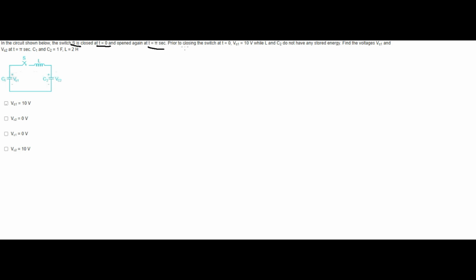And prior to closing, that means before t equals 0, it is open, is that right? That means for 0 to pi the circuit will be closed. Before that the circuit is open. Only one circuit is involved, is it right?